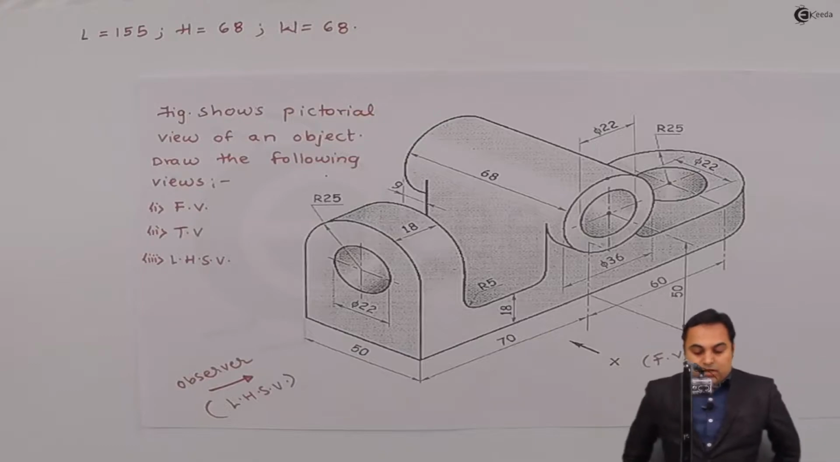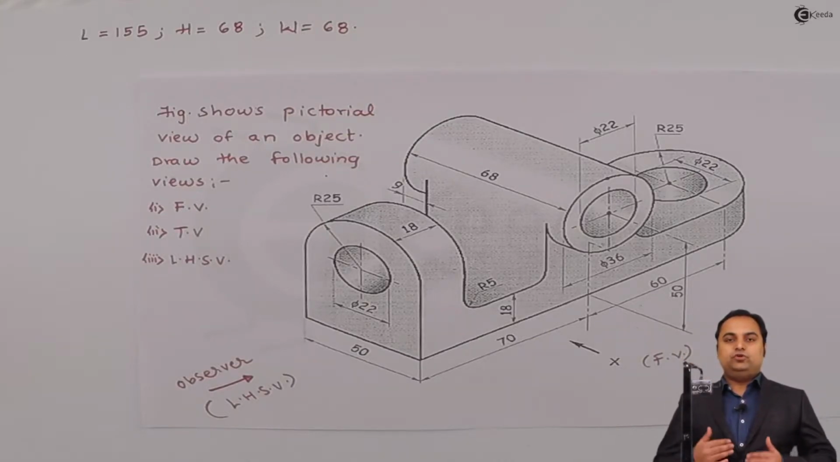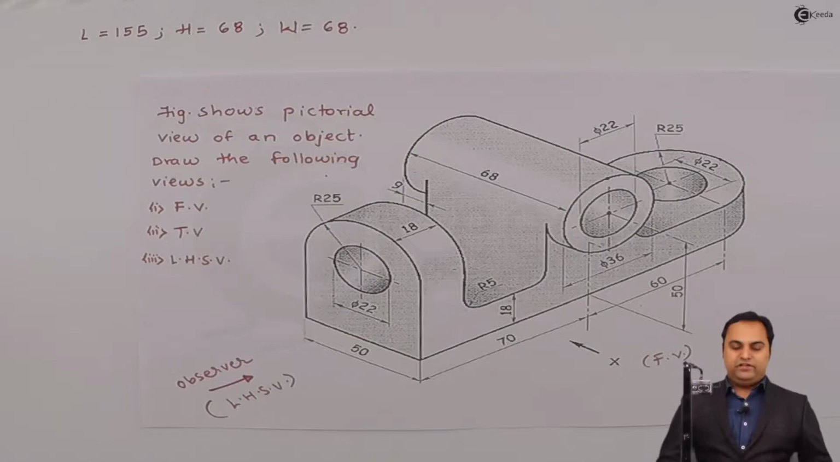Next, the first thing we should do here is we should know the spacing, that is where to draw the front view, top view, and left hand side view. I'll explain that.